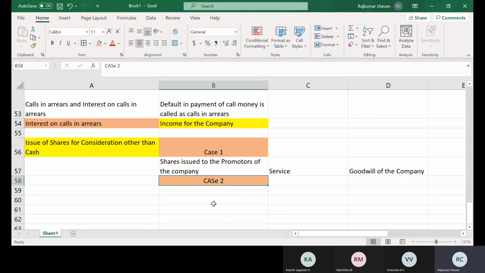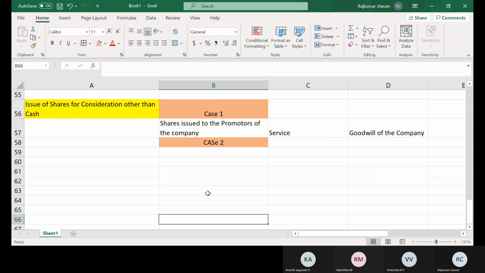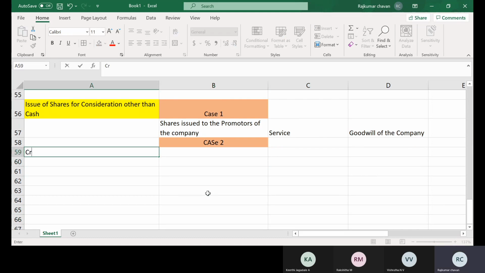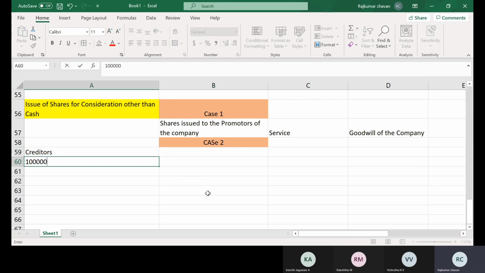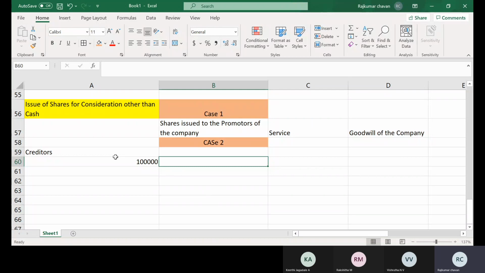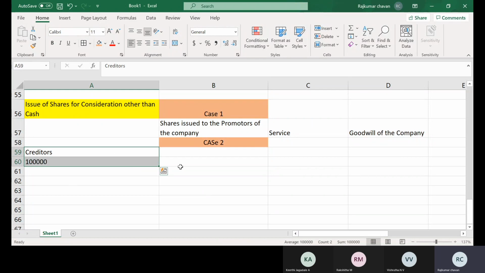Case 2. Now for example, in case number 2, suppose a company does not have sufficient funds to purchase some fixed asset or to pay creditors. For example, if the company has a creditor, and for this creditor we have to pay 1 lakh rupees.